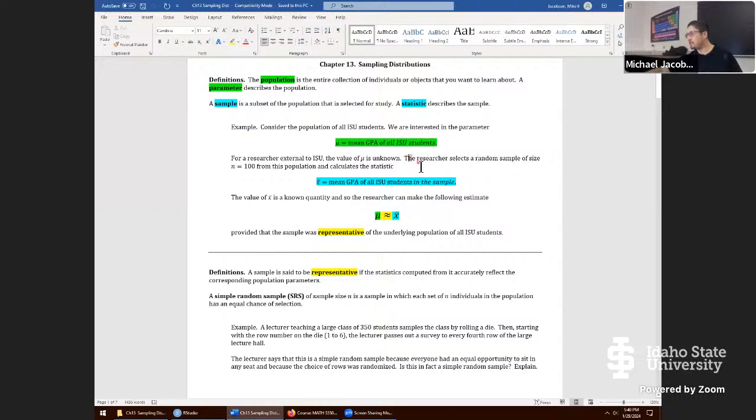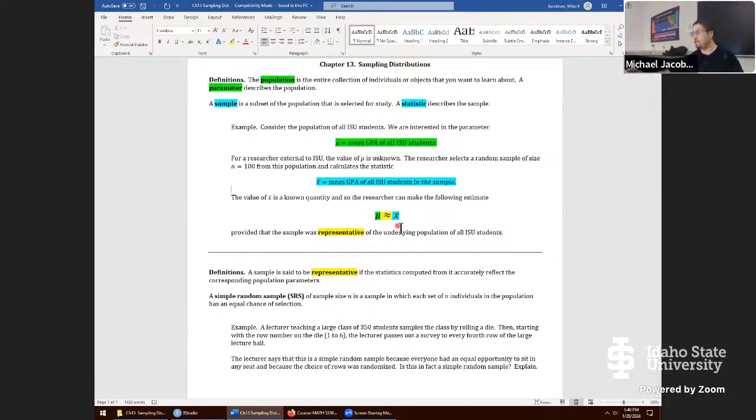The researcher is going to have to select a random sample because there's no way they can contact everybody. That study would be so costly that there'd be little value there. So they might settle for, say, 100 students. Once they have those 100 students, X bar is going to be the mean GPA of all ISU students in the sample. So that's what makes this one a statistic. It's describing the sample. This is the unknown describing the parameter, but after completing the study, we get this estimate right here.